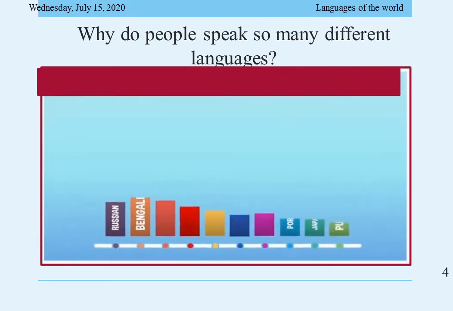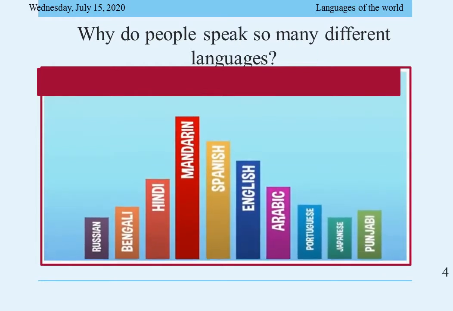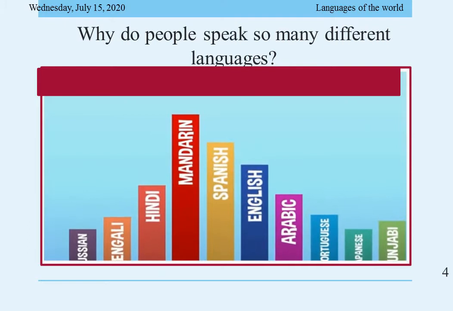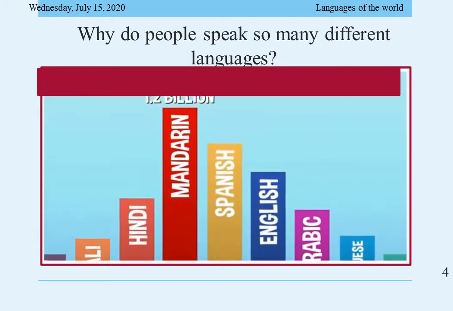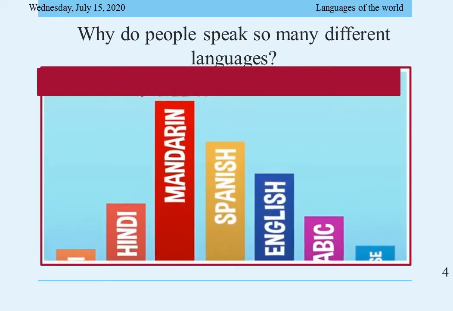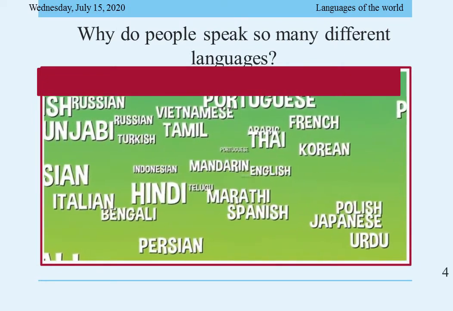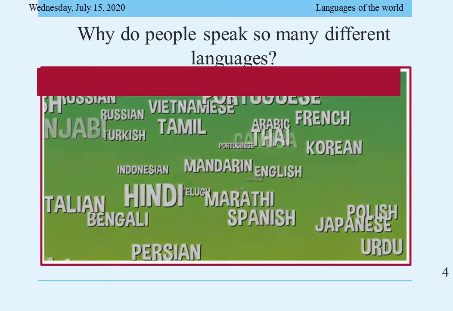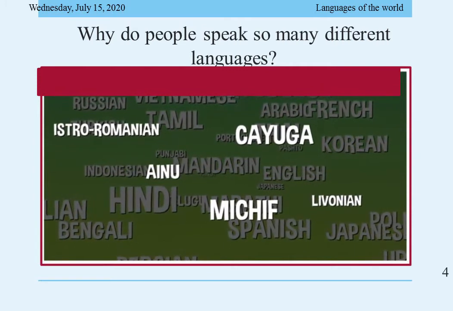The most popular language on Earth isn't actually English or Spanish, it's Mandarin Chinese. And by a long shot. About 1.2 billion people speak Mandarin, and the next most popular language, Spanish, only has about 400 million speakers. There's well over 6,000 different languages spoken across the Earth. About 2,000 of them are spoken by less than 1,000 people today.